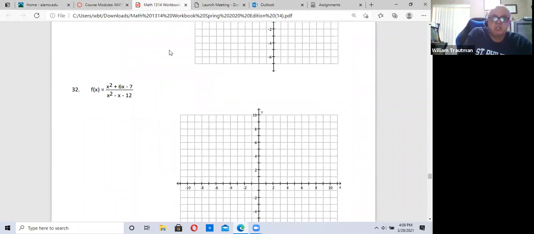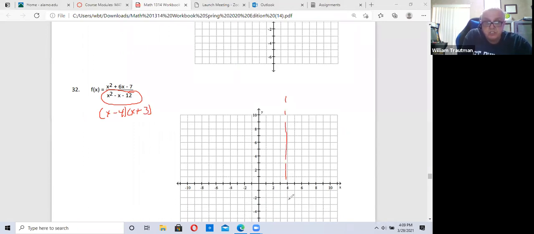Same way with this one. If you want to know what your vertical asymptotes are, you've got to factor this. This factors to x minus 4, x plus 3. So at x equals 4, there is a vertical asymptote. At x equals 3, there is a vertical asymptote. And then you do some test points.